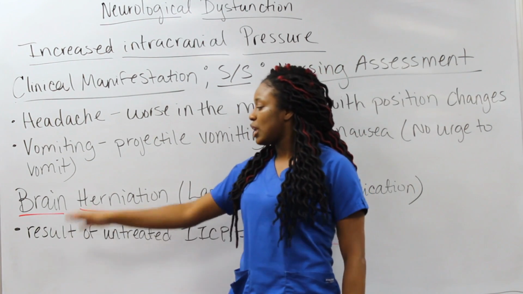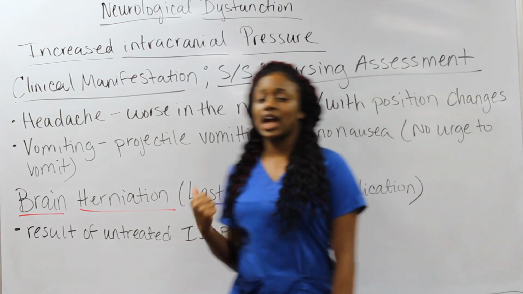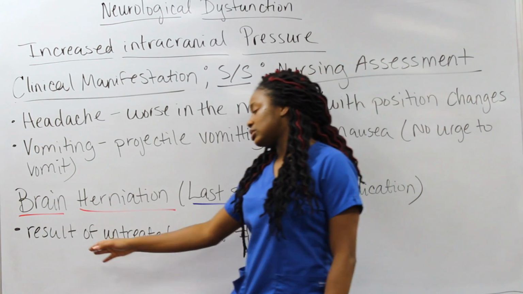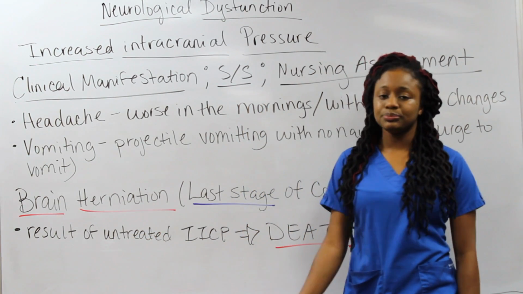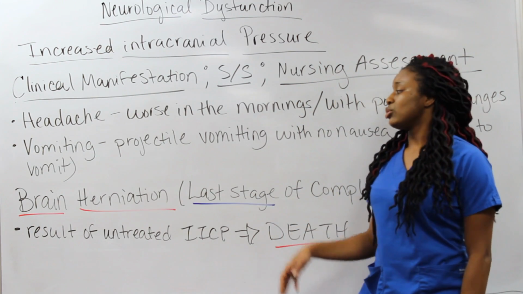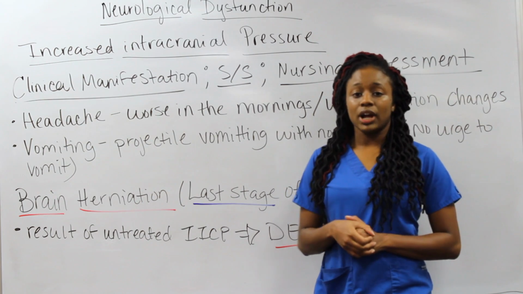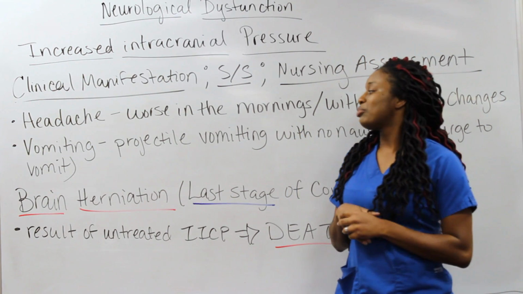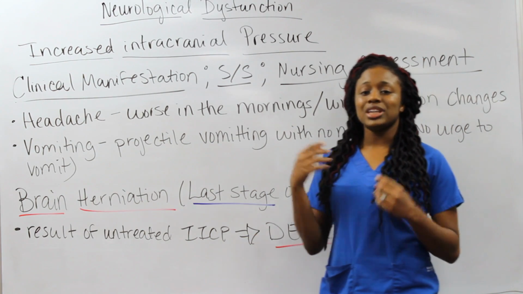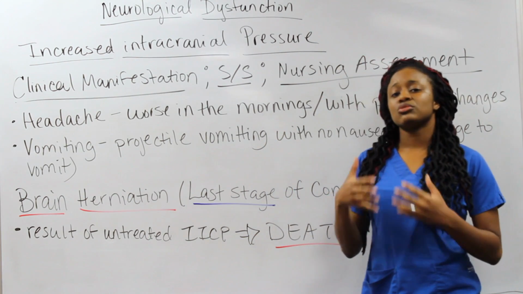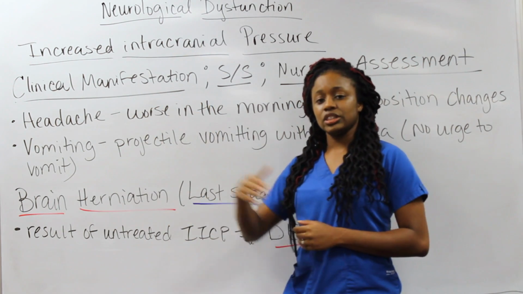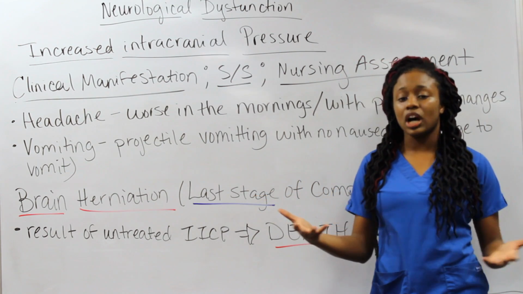And then ultimately you have brain herniation, which is the very last stage of the complication. This is a result of untreated ICP, increased intracranial pressure, which ultimately leads to death. So your whole goal as a nurse, your mission, is to prevent brain herniation. And how do you do that? By being the eyes and ears for the patient. You do that by listening to their concerns when they say they're having a headache and they're vomiting, but they don't have the urge. They didn't feel nauseated.